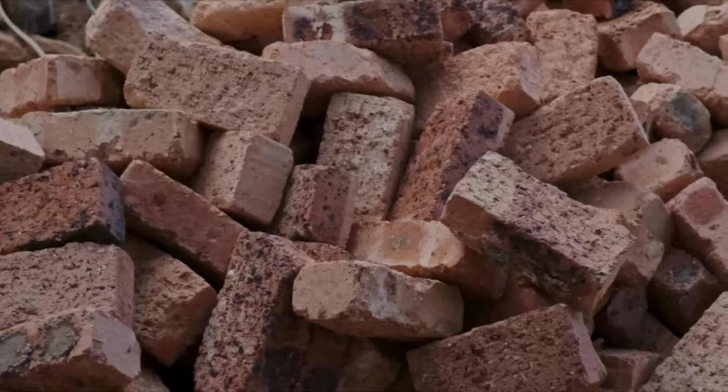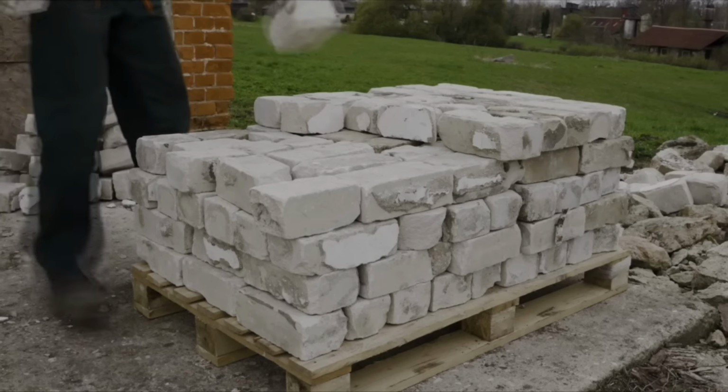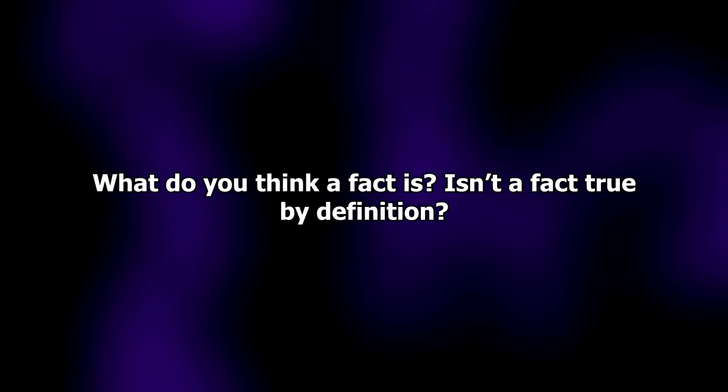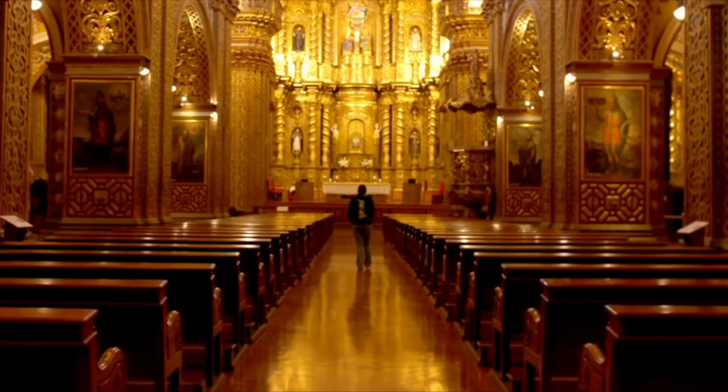But that is wrong. Data is dumb. A pile of bricks is not a house. To find the truth, you don't need more facts. You need to learn how to build. What do you think a fact is? Isn't a fact true by definition? You need the pillars. You need the blueprints. These are the exact same tools that we use to prove black holes and to prove God exists.